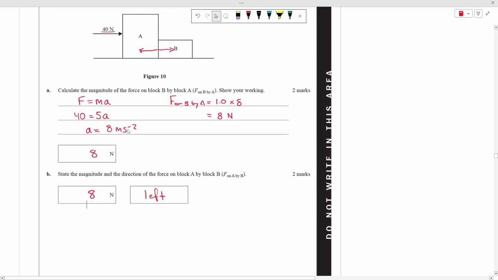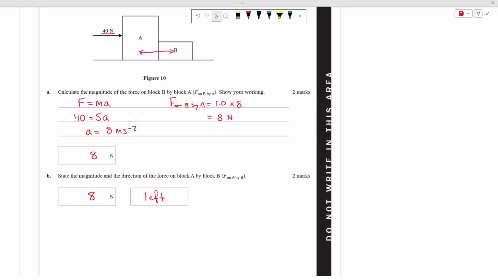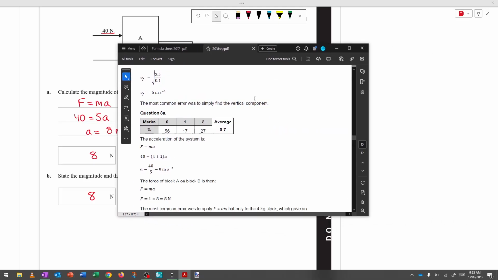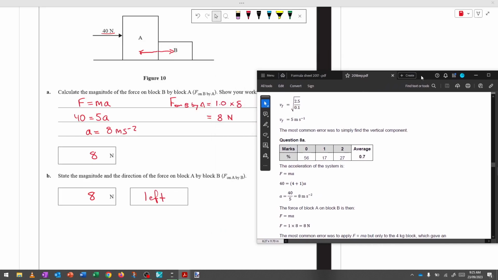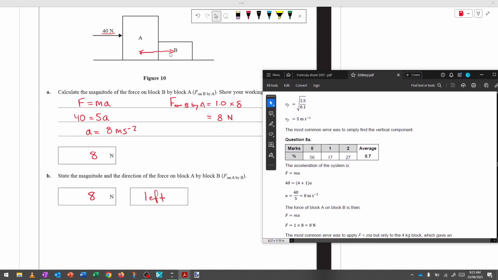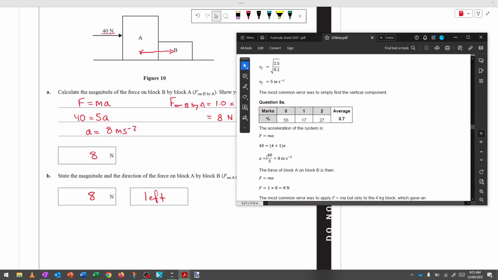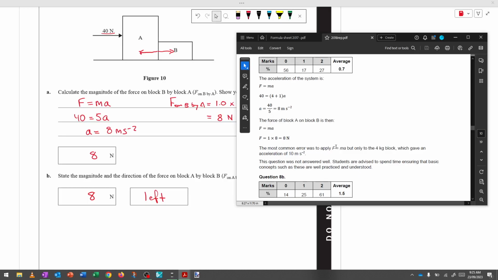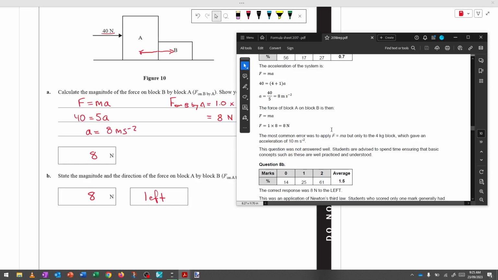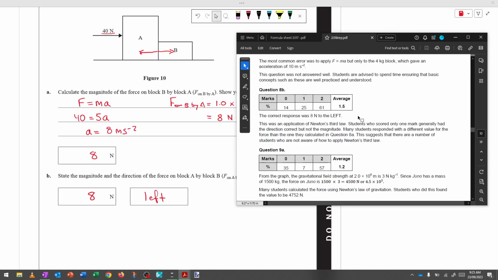Okay, let's double check the exam report. Here we go. Alright, so question 8a. Most people got nothing, probably because they didn't know that they had to start looking at the system rather than trying to just focus on one object straight away. So yep, basically did exactly what we did, and 8 newtons. Most common error was to apply F equals ma, but only to the 4 kilogram block, which gave an acceleration of 10. In part B, yes, 8 newtons to the left.